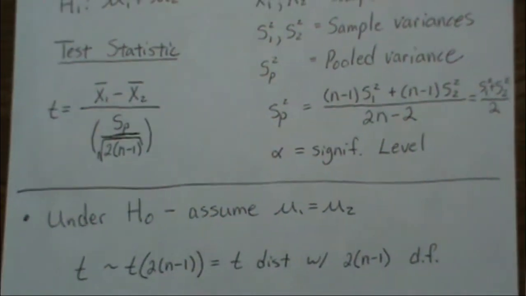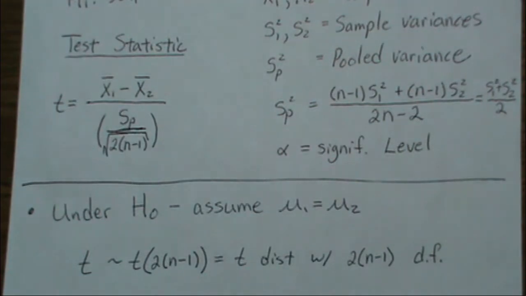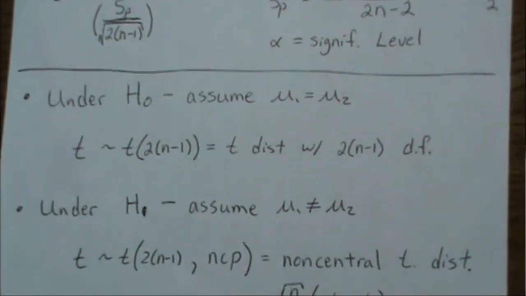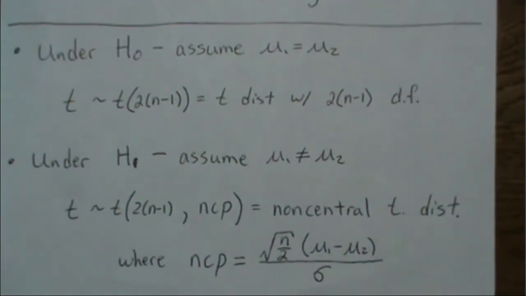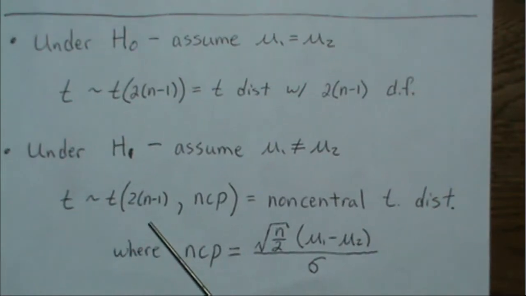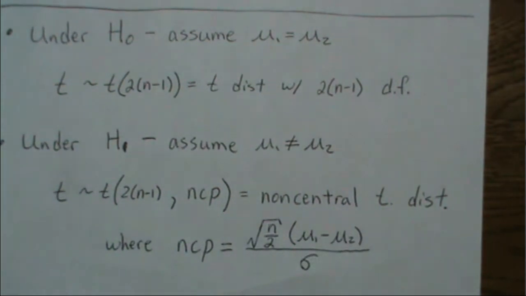Now, under the null hypothesis, the test statistic follows a central t distribution with 2 times n minus 1 degrees of freedom. And under the alternative hypothesis, meaning we assume that the means are different, we follow a non-central t distribution with 2 times n minus 1 degrees of freedom, and non-centrality parameter this: the square root of n over 2 times the difference of the true means, mu1 minus mu2, divided by the standard deviation.